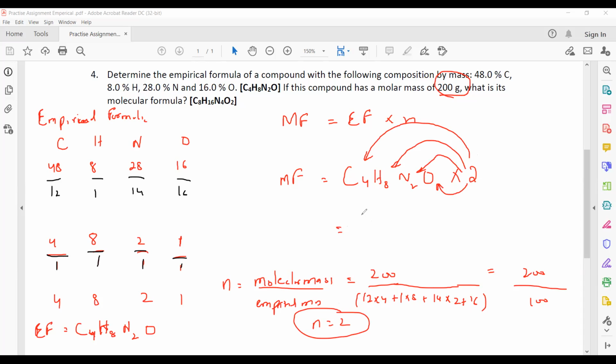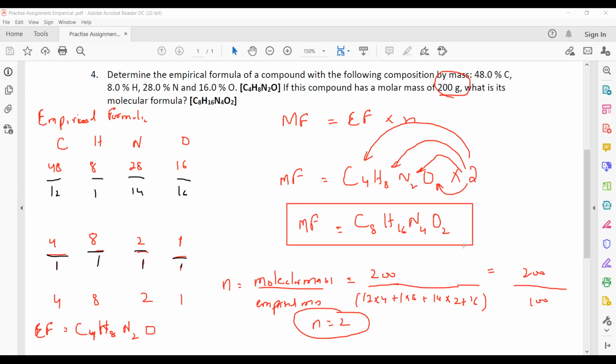So what is the final answer? It will be C8H16N4O2. Is this example clear? That's the molecular formula of the compound. So using the empirical formula, we worked out the molecular formula. Any doubt in this part?